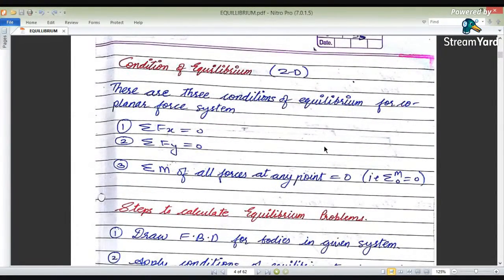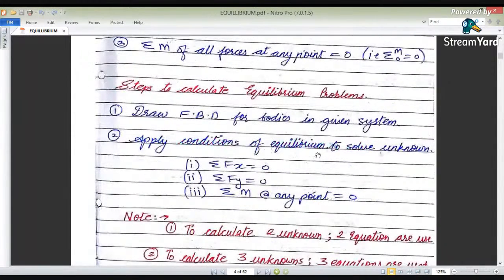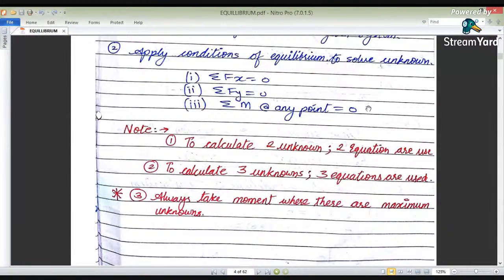Again, these are the conditions for equilibrium. Already we have discussed in slides. That is the summation of all forces along x direction, y direction, and the moment of all forces at a particular point that we are considering as point O. Okay. So here these things are to be taken care of. We have to first find out the summation of all horizontal forces. Then we have to find out the summation of all vertical forces, and then we have to find out the moment at any point. We are assuming point O.